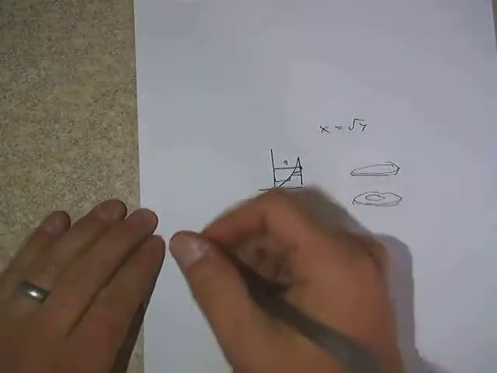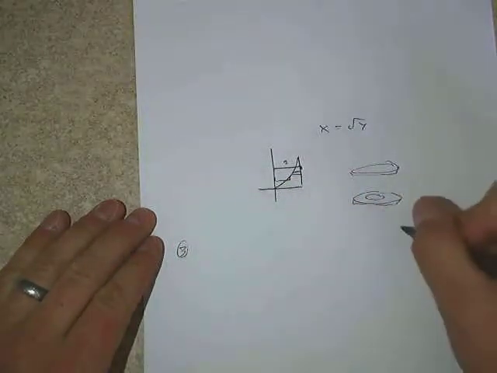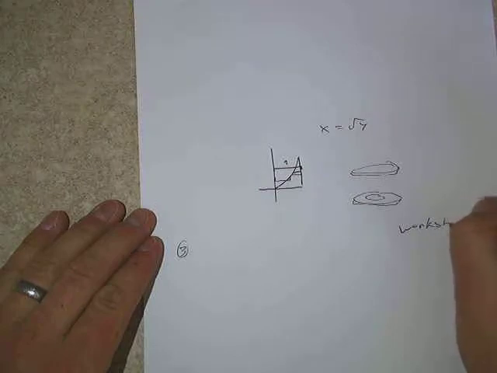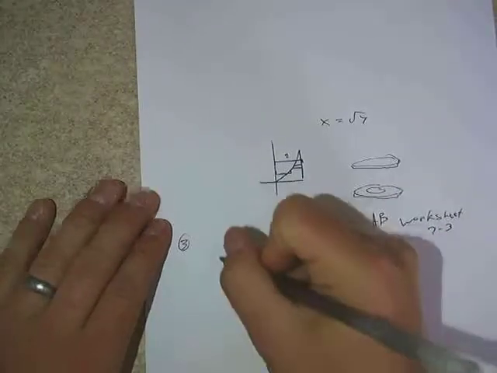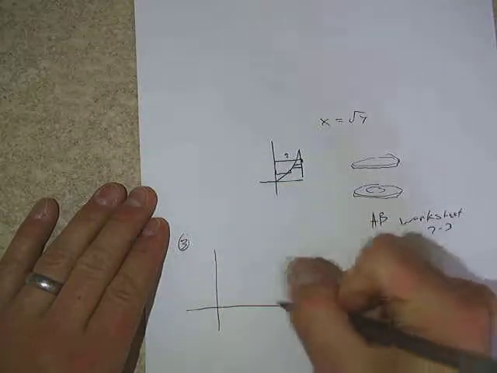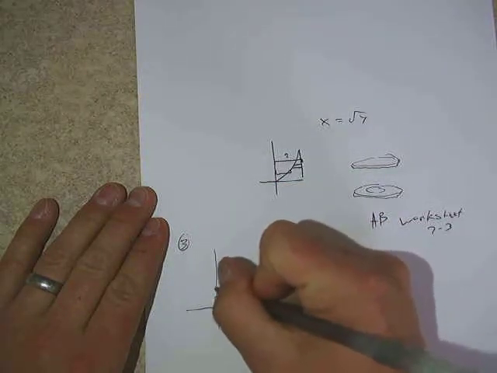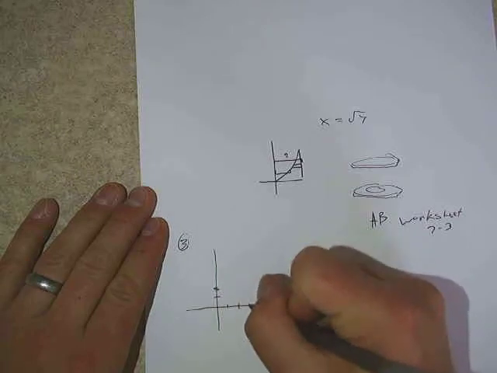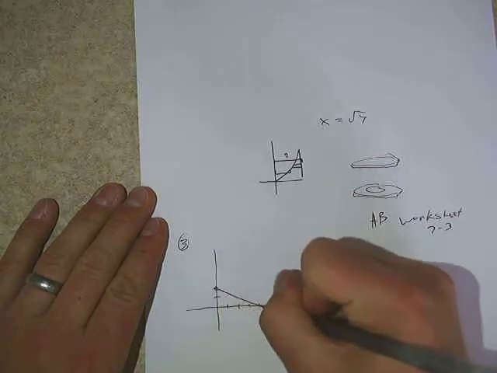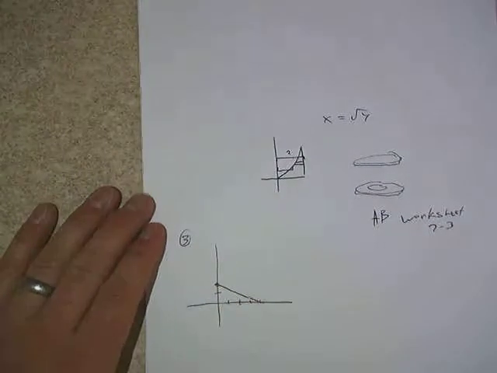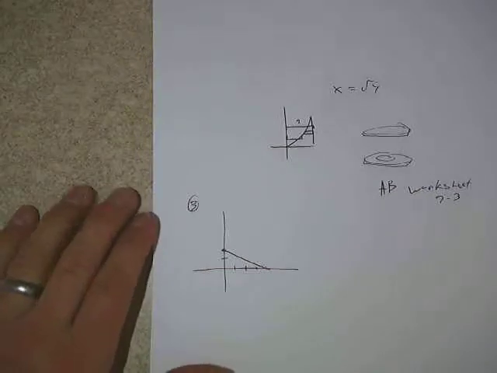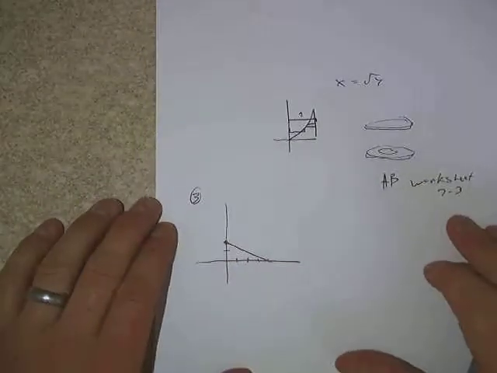Okay, so in number 3 from worksheet 7.3, we have a line given that goes through (0, 2) and (4, 0). And using the coordinate axes as our other two boundaries, we're going to end up with a triangular shape here.